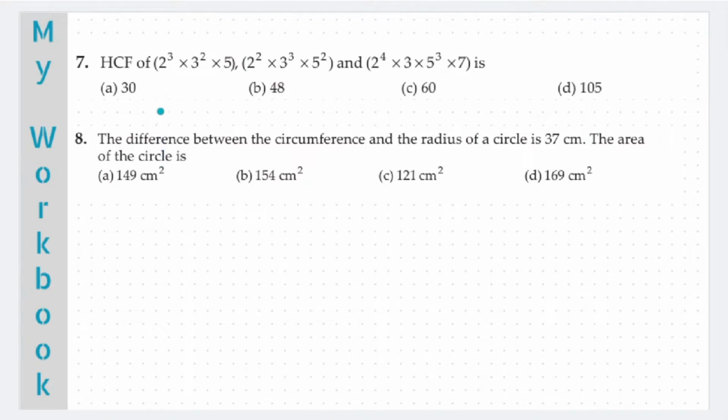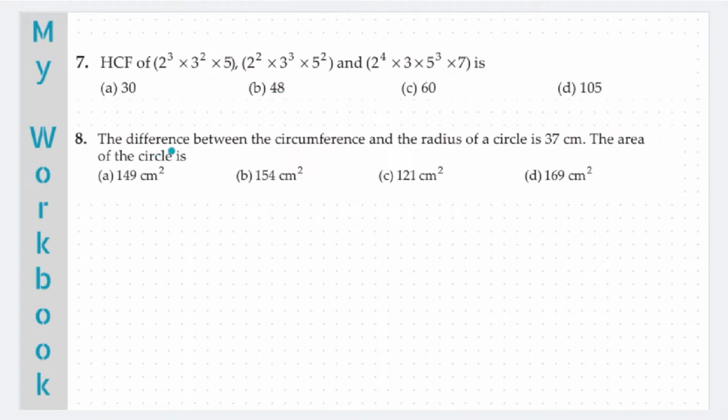Seventh sum: HCF of 2 cube into 3 square into 5, and 2 square into 3 cube into 5 square, and 2 power 4 into 3 into 5 cube into 7 is. So three numbers are given as a product of prime factors. We need to find the HCF.